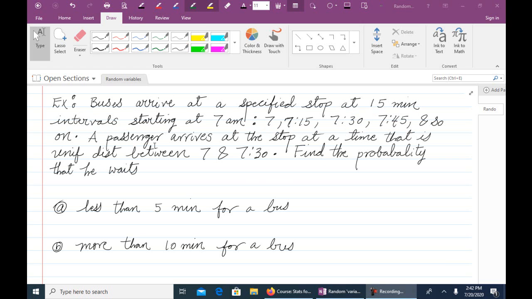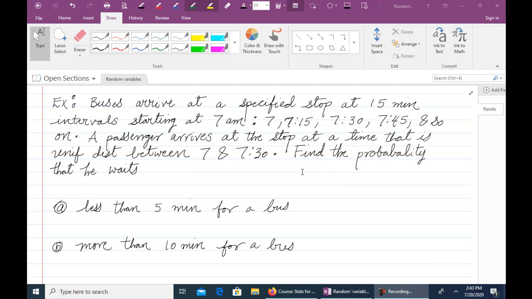A passenger arrives at the stop at a time that is uniformly distributed between 7 and 7:30. And then we have to find, so what does that mean? Well, what it means is that if you think about the arrival time as a random variable, then we are saying that that arrival time variable has uniform distribution over the interval from 7 to 7:30.